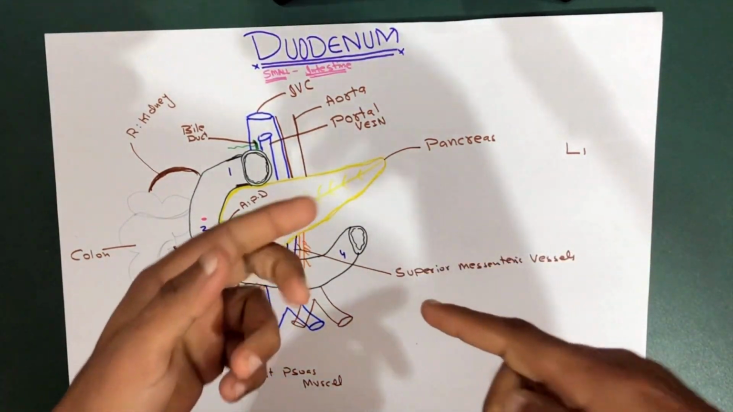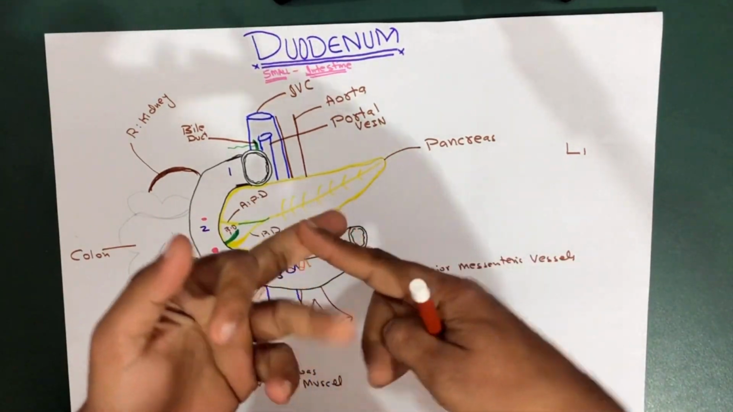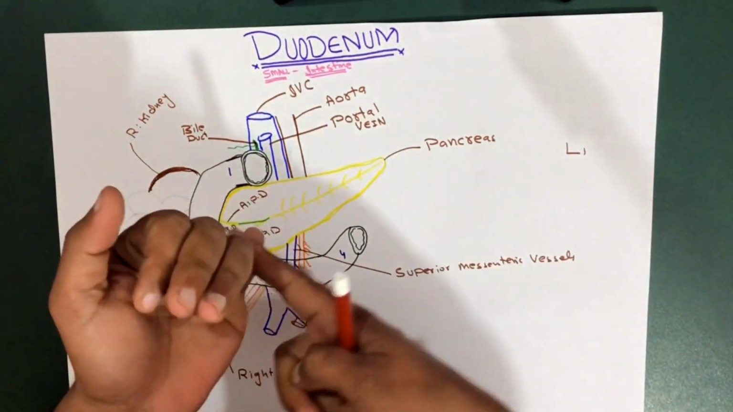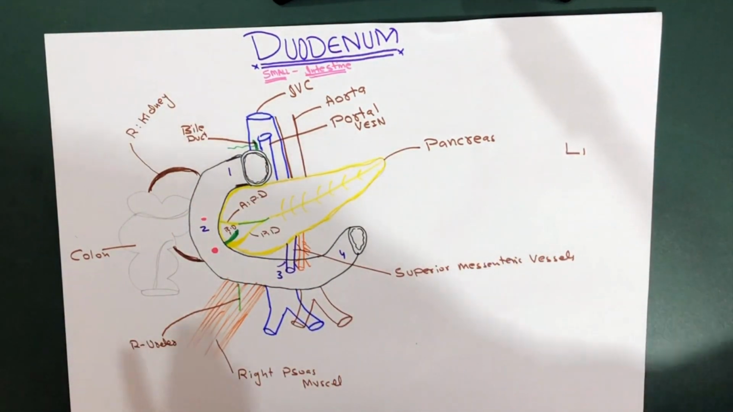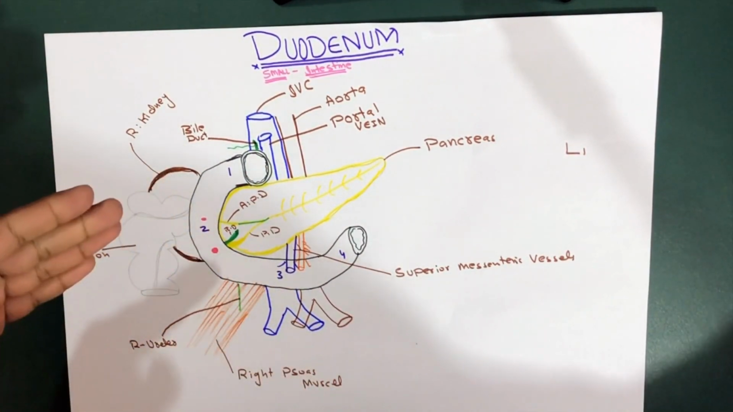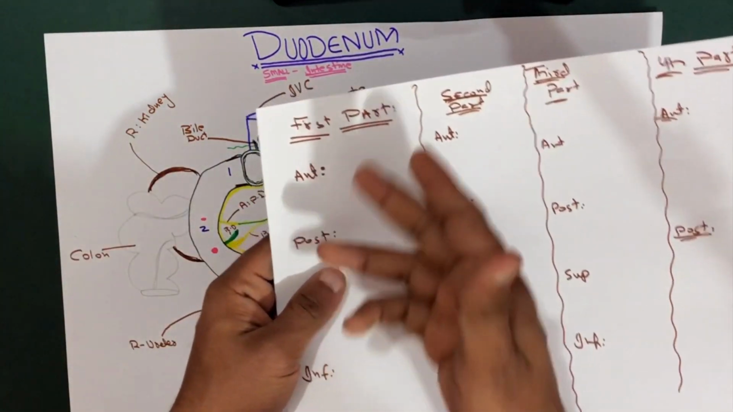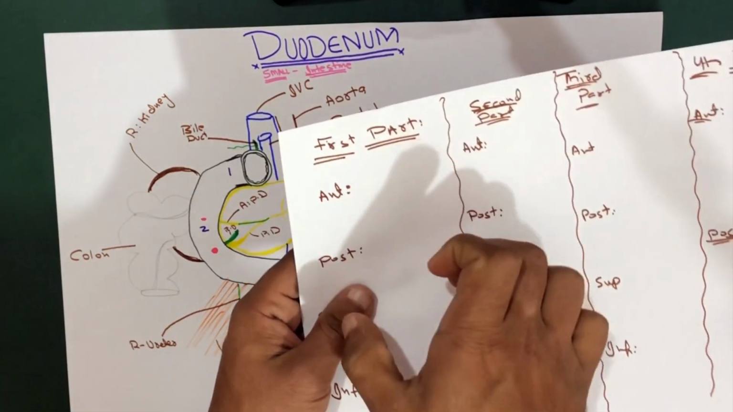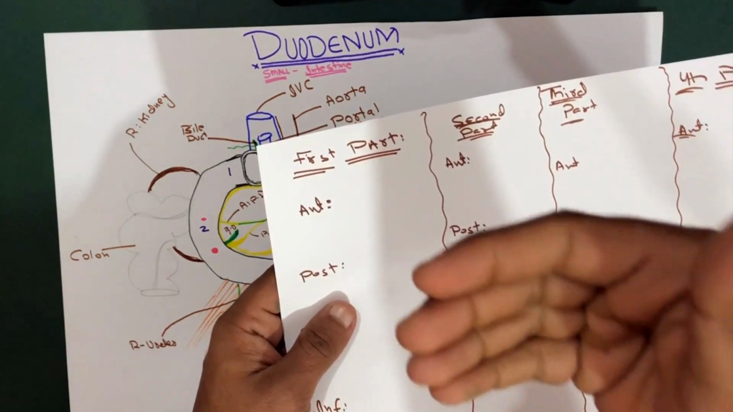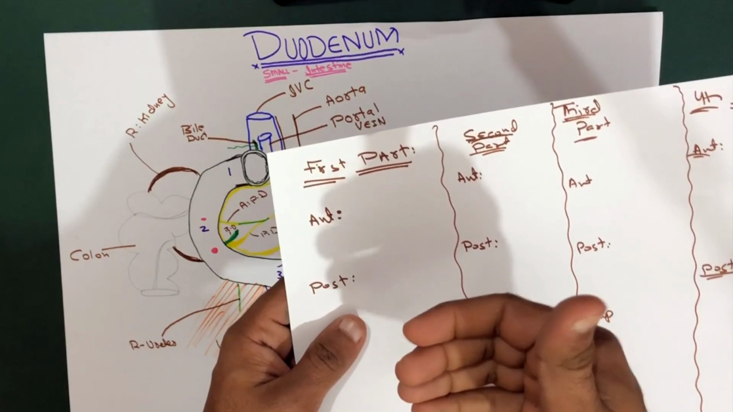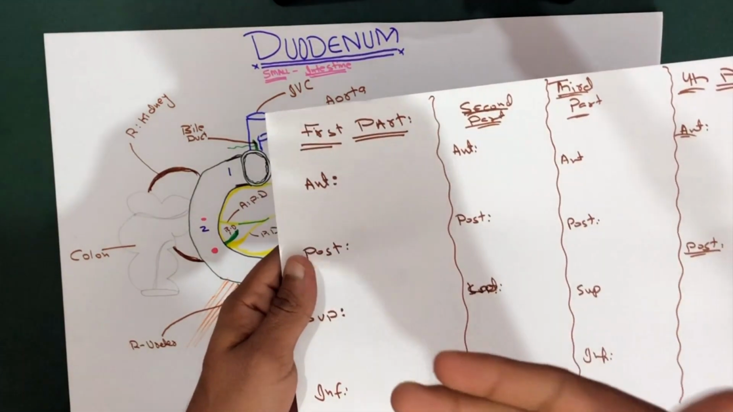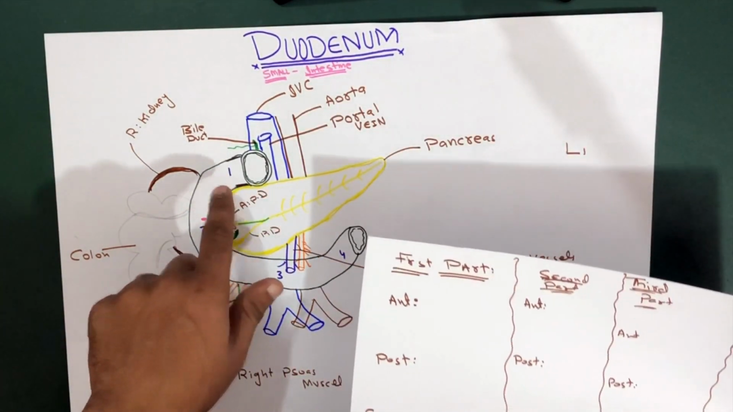So we're going to talk about the anterior relation, the posterior relation, its superior relationship, and its inferior relation. In order to talk about the relation of the first part of the duodenum, we'll be using this chart, where I'll be mentioning the different parts or structures that are in relation to the first part of the duodenum, whether they are anterior, posterior, superior or inferior to it.